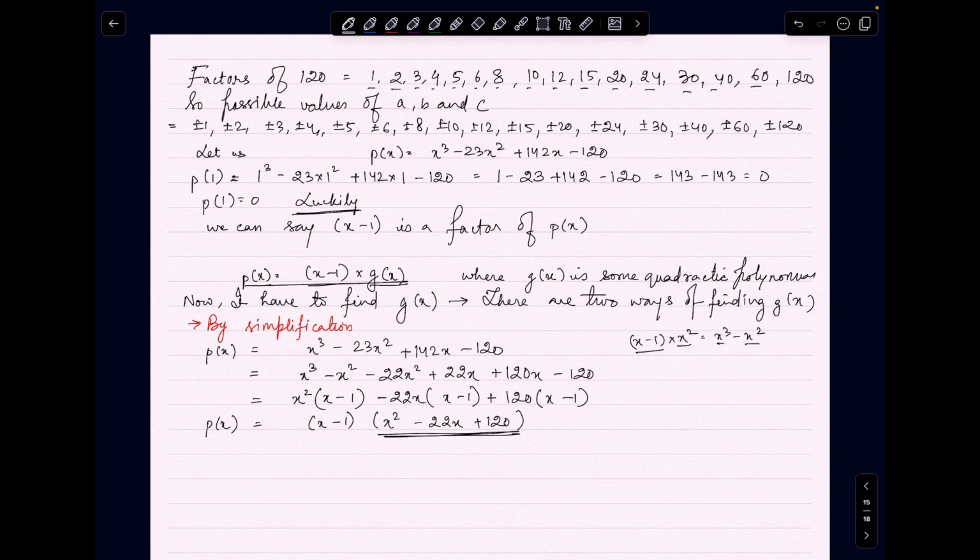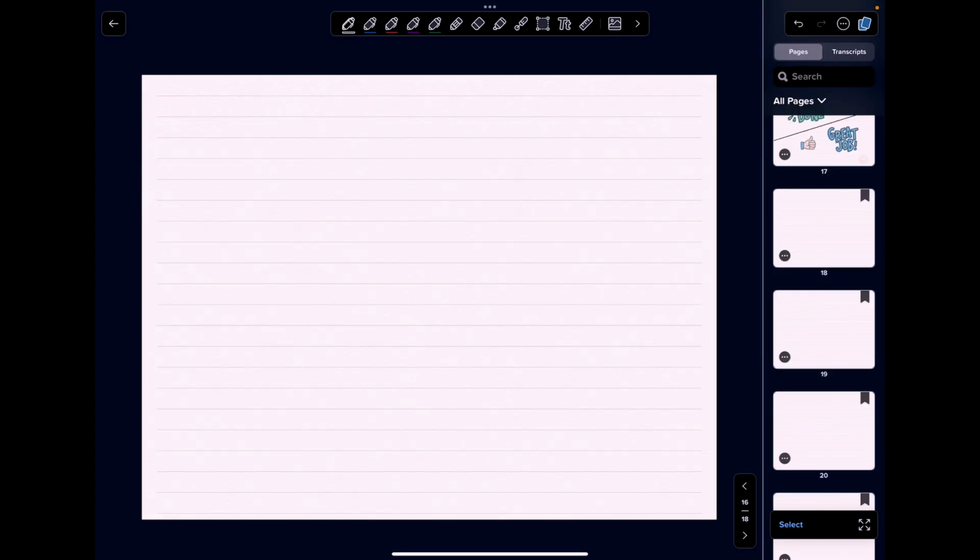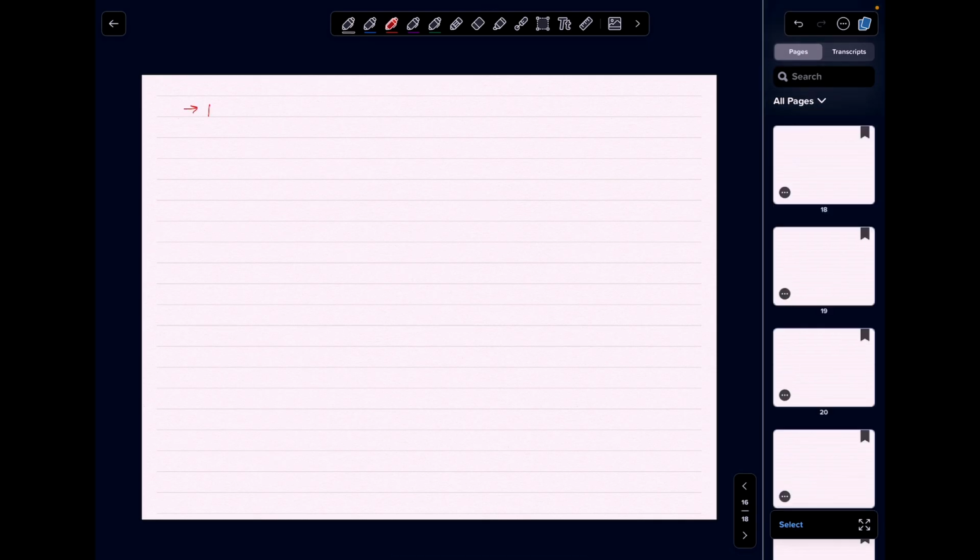Here this is only the value of g of x. Got my point? This is only the value of g of x: x square minus 22x plus 120. This is the value of g of x. Another method of finding the value of g of x is by division.